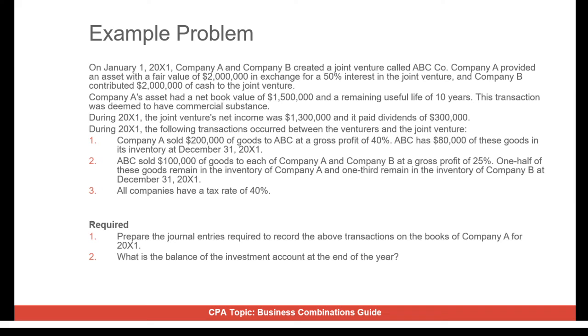During 20x1, the following transactions occurred between the venturers and the joint venture. Company A sold $200,000 of goods to ABC at a gross profit of 40%. ABC has 80% of these goods in its inventory at December 31st, 20x1. ABC sold $100,000 of goods to each of Company A and Company B at a gross profit of 25%. One half of these goods remain in the inventory of Company A, and 1/3 remain in the inventory of Company B. At December 31st, 20x1, all companies have a tax rate of 40%. So let's prepare the journal entries to record the above transactions on the books of Company A for 20x1, and what is the balance of the investment account at year end.